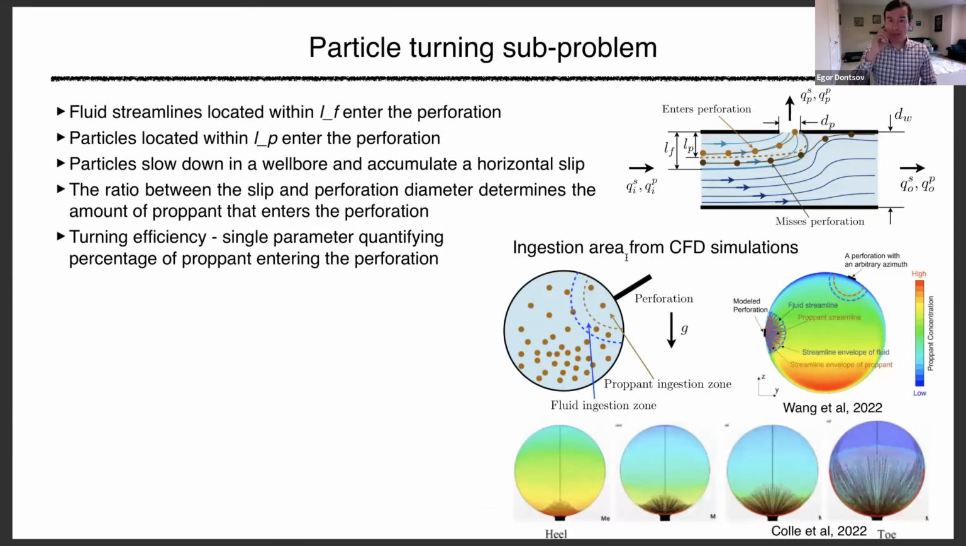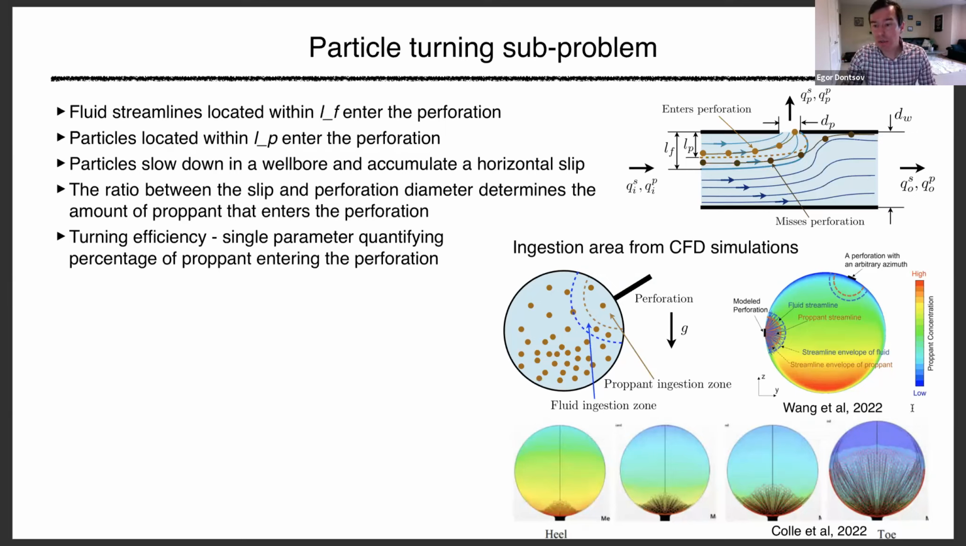So let's go into this particle churning subproblem, okay? Again, as I said earlier, at the very beginning, two important concepts are these ingestion zones, right? Basically, the idea is that we grab fluid from a certain area around the perforation, and we grab the proppant from an even smaller area because particles tend to miss the perforation.